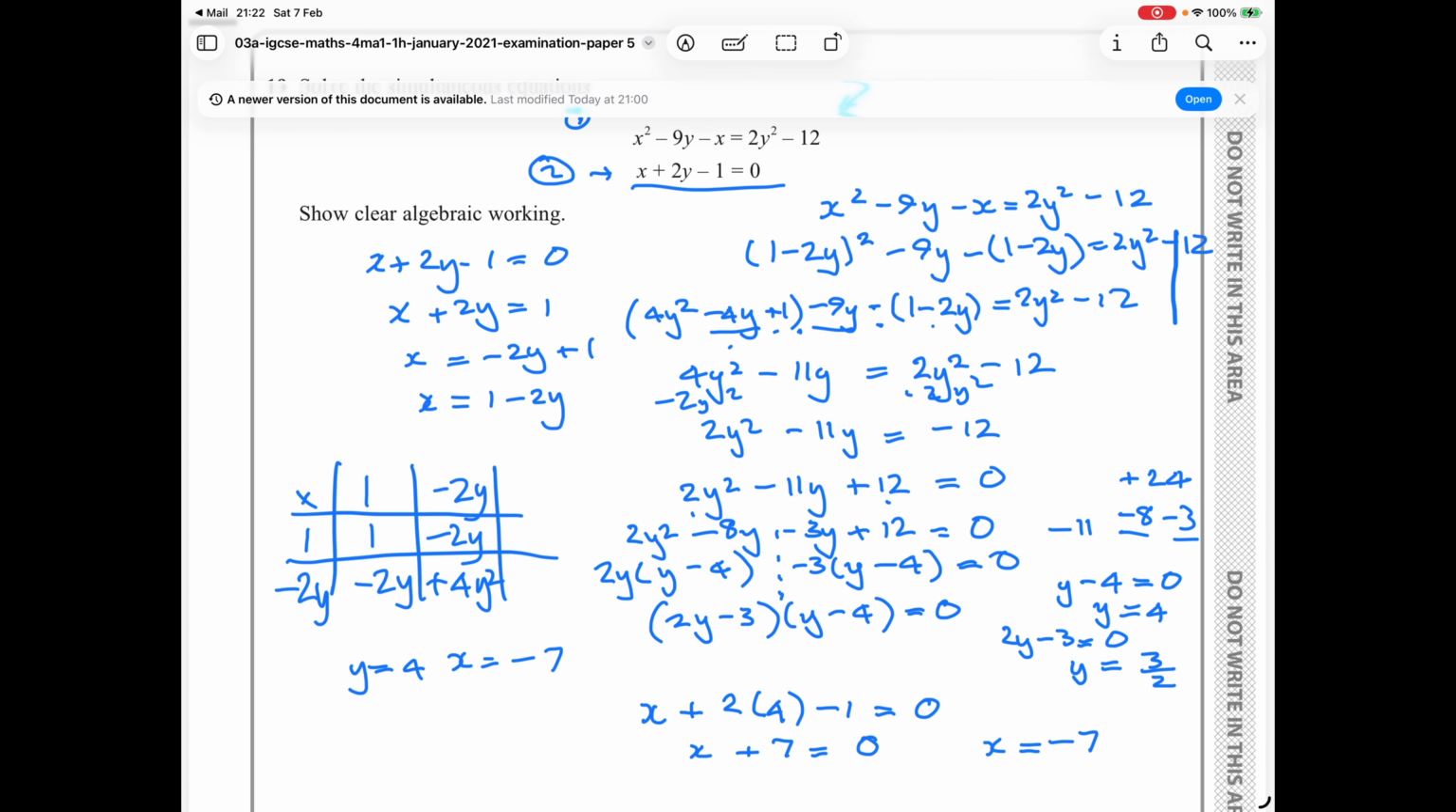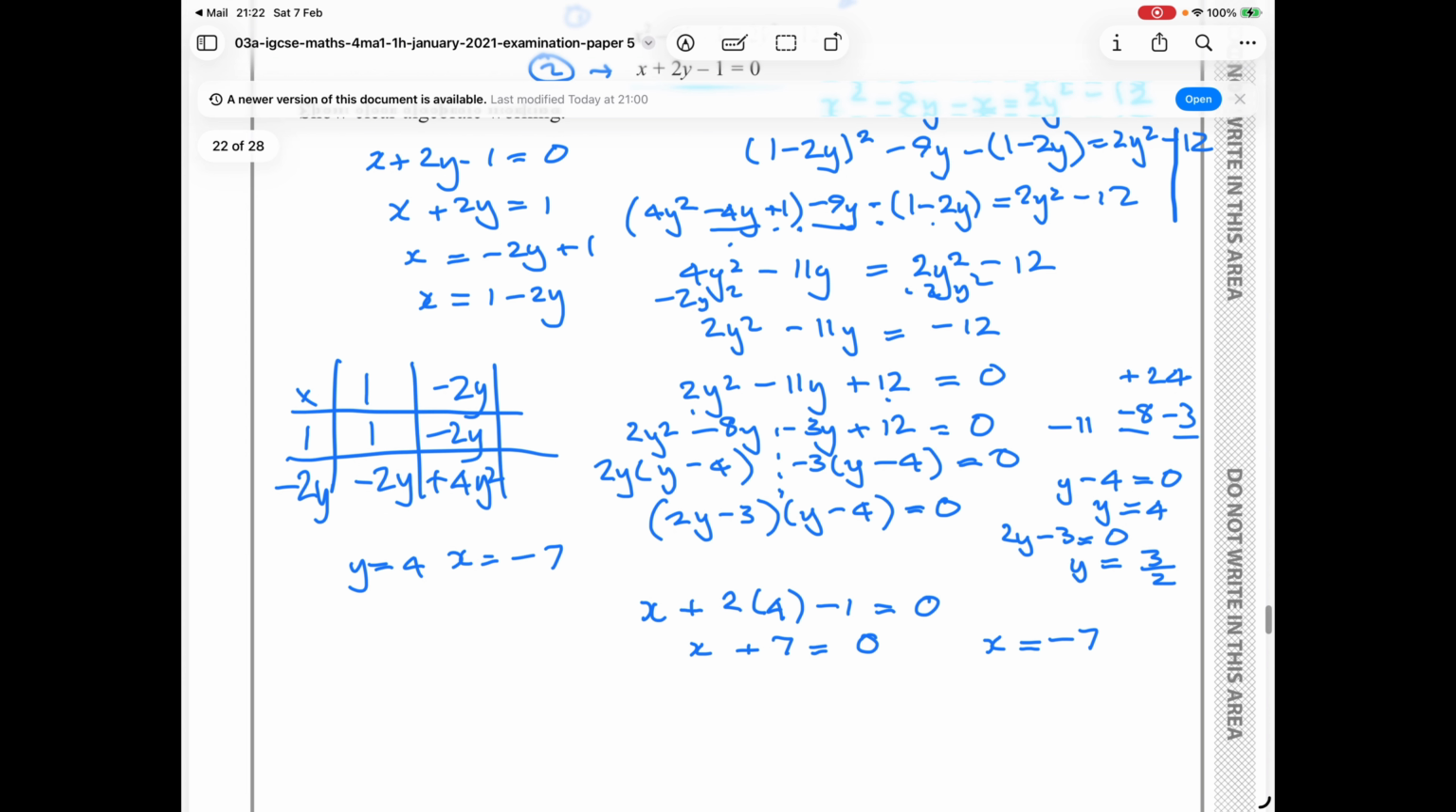And then secondly, when y is 3 over 2, x plus 2 times 3 over 2 minus 1 equals 0, and that would be x plus 3 minus 1 equals 0, so x equals minus 2. That means y equals 3 over 2 and x equals minus 2. And that is how you do that.